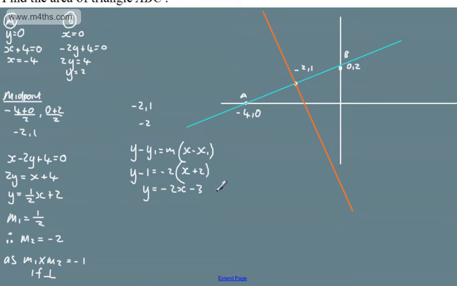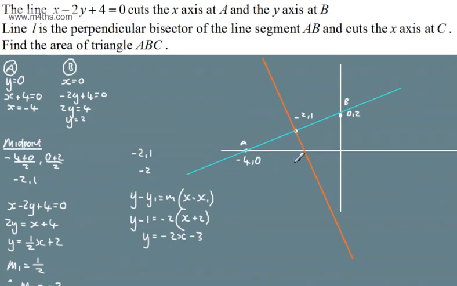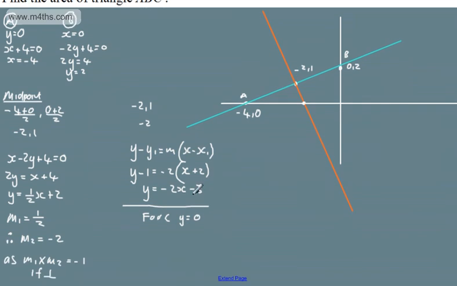We want to know where this crosses the x-axis. This is going to be the point C, just here. So all we need to do is set y equal to 0. We start with 0 is equal to minus 2x minus 3. Adding 3 to both sides, 3 is equal to minus 2x, and that gives us x equal to minus 3 over 2, or minus 1.5. So we have this point just here, minus 3 over 2, 0.